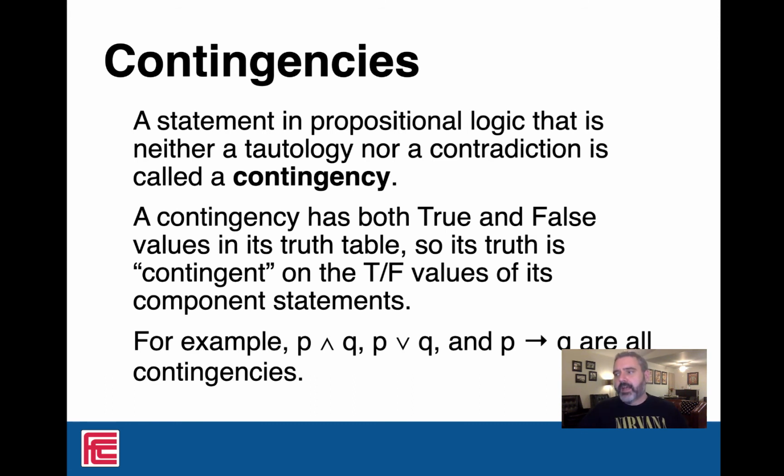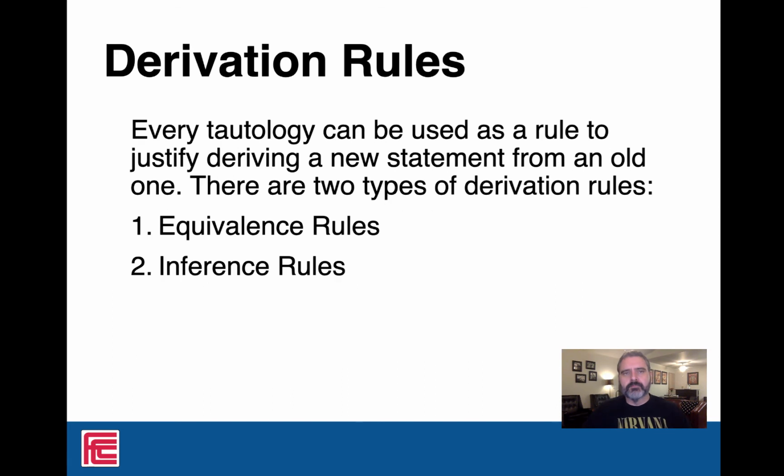Now, contingencies are kind of the normal statements. They are statements that have both trues and falses in their truth tables. P and Q, P or Q, P implies Q, P, whatever. These are just sort of the normal statements. And we call them contingencies because they are contingent upon the true-false values that are there in their components. So tautologies, always true. Contradictions, always false. And contingencies could go either way.